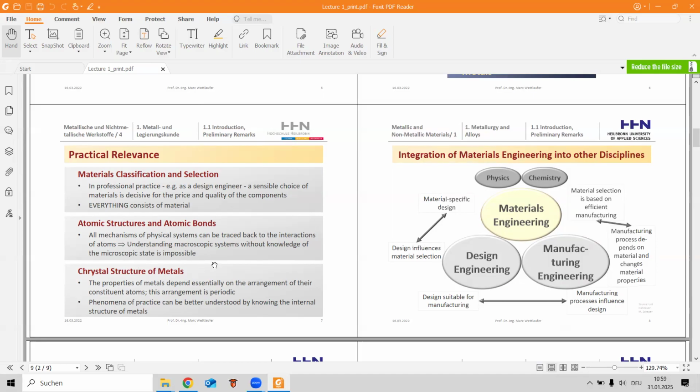So, the crystal structure of metals. The properties of metals are essentially determined by the arrangement of their constituent atoms. This arrangement is periodic. The phenomena of practice can be better understood by knowing the internal structure of material. So, integration of material engineering into other disciplines.